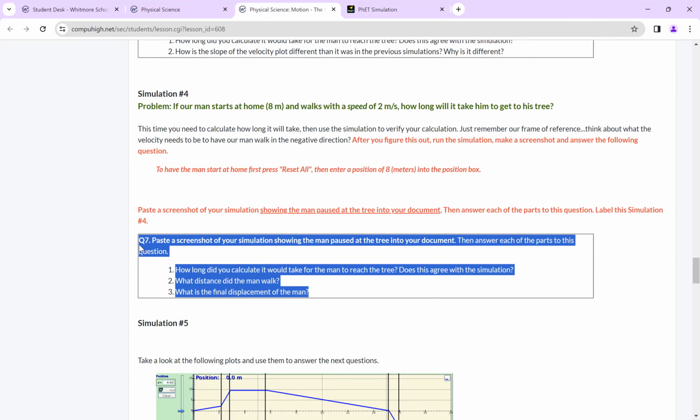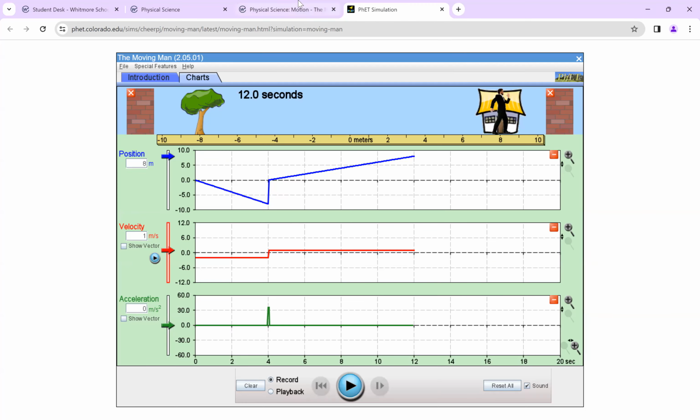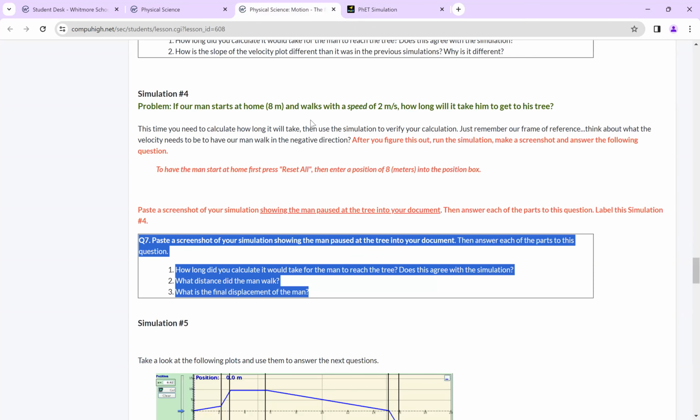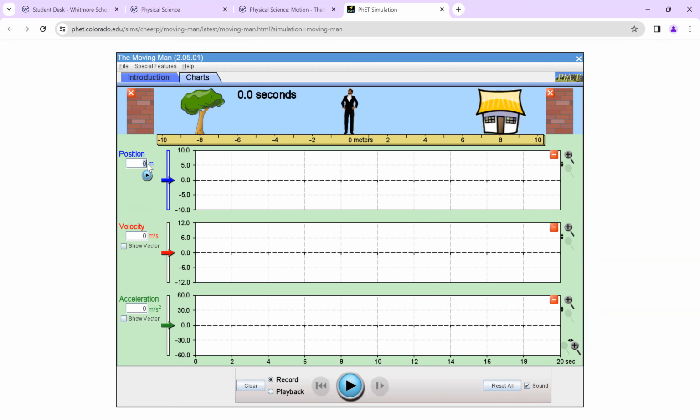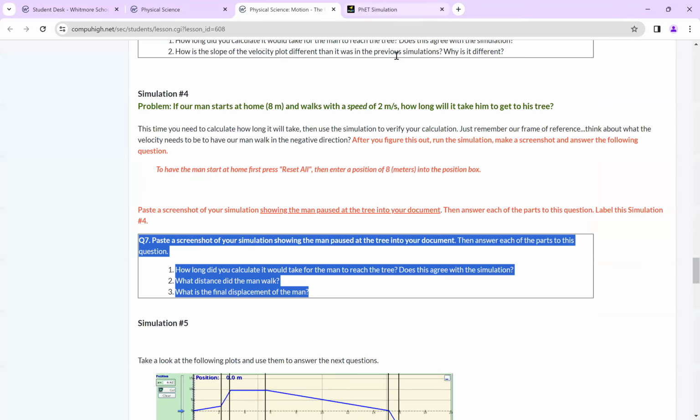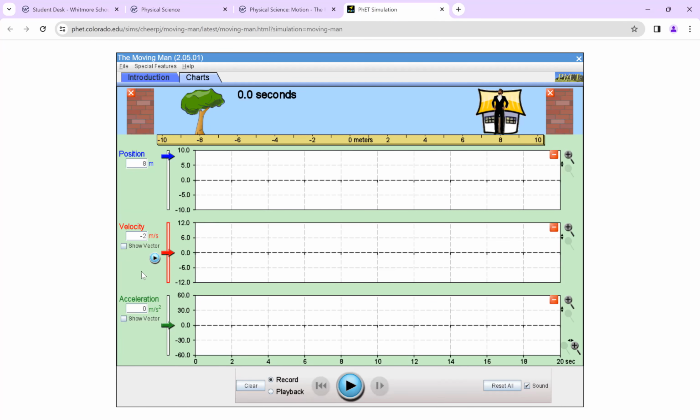So the next problem says to place the screenshot of your simulation. Now the man is starting at home, the house, and he wants to get to the tree. So we're going to reset all, and start him there. Since he's moving left, is his velocity positive or negative? Negative. It tells us here that his speed is 2, but we know the velocity is negative.